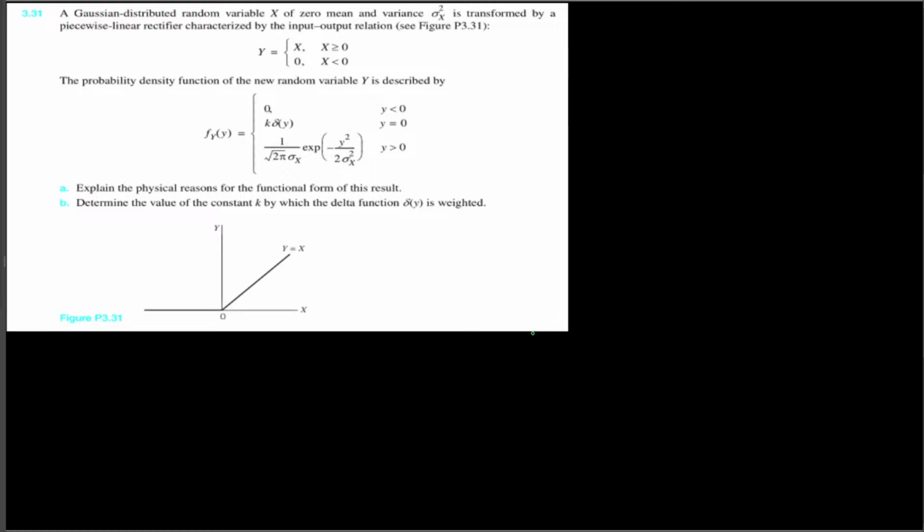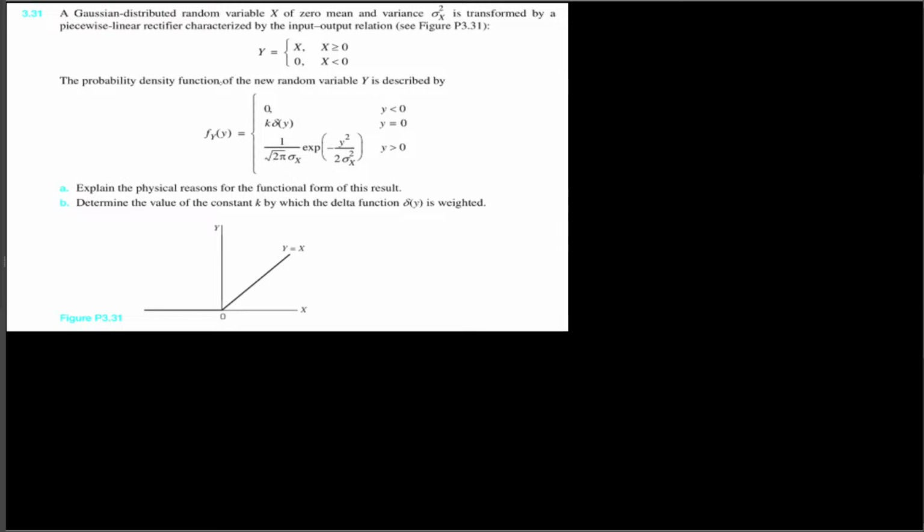The question is asking: a Gaussian distributed random variable x of zero mean and variance sigma x squared is transformed by a piecewise linear rectifier characterized by the input-output relation. See the figure provided. They have also given the piecewise function: y is x when x is greater than or equal to 0, and y is 0 when x is less than 0.